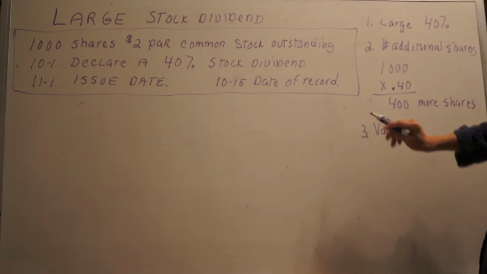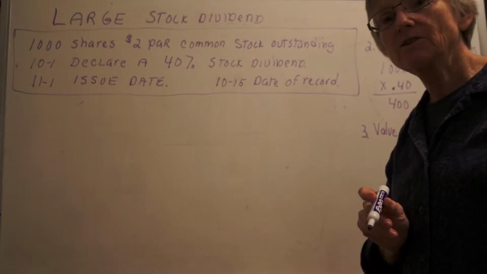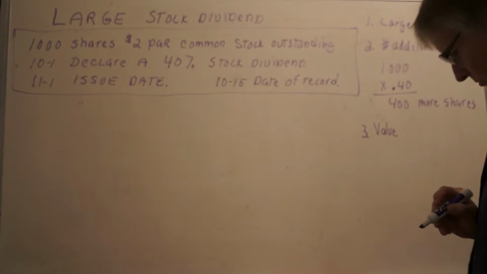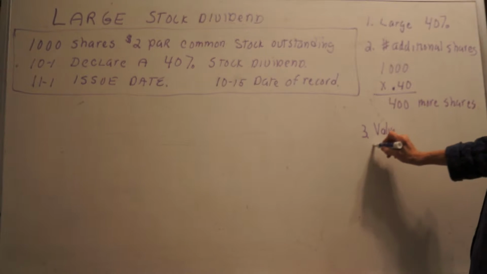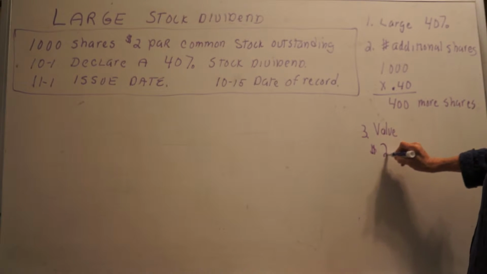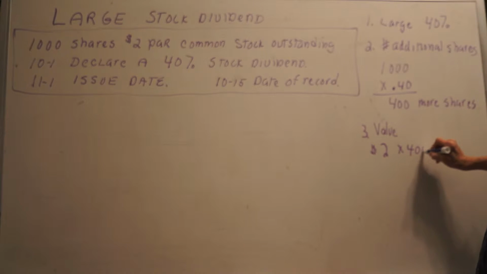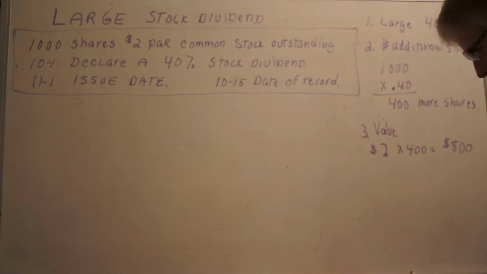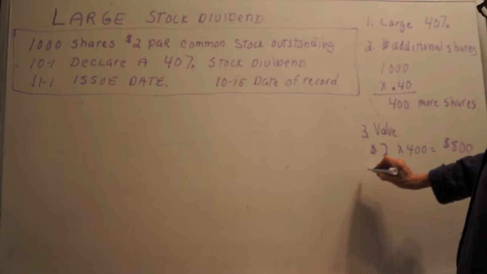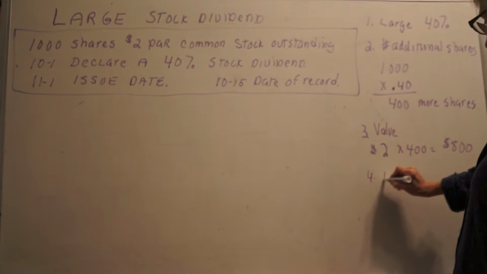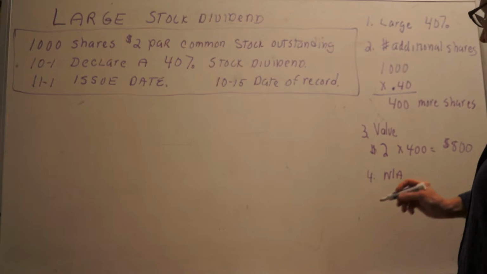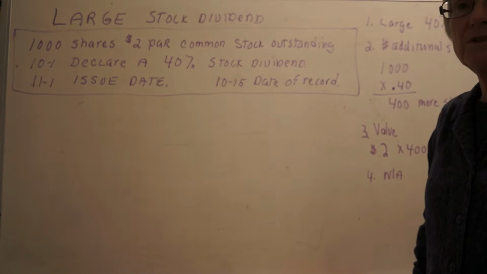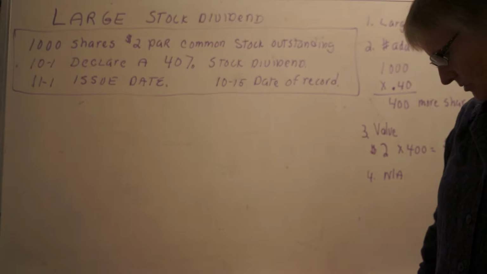And we know that because it's a large stock dividend, we are not going to use the market value, we are going to use the par value. So the par value is $2 per share times 400 equals an $800 value to the stock dividend. The 4th question is not applicable because it's just coming in at the par value, so there will be no paid-in capital in excess of par value.